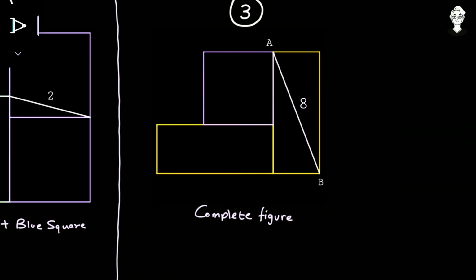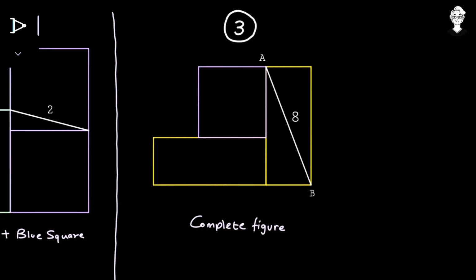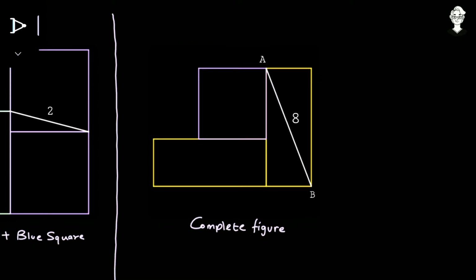In the third one, we can see that these two rectangles are congruent and there is a square, and the diagonal of this rectangle is equal to 8, and we have to find the area of this complete figure. The first step while solving a geometrical question is that we mark the side lengths and all the required things. So first of all, the length of this rectangle, let it be y, and the breadth of this rectangle, let it be x.